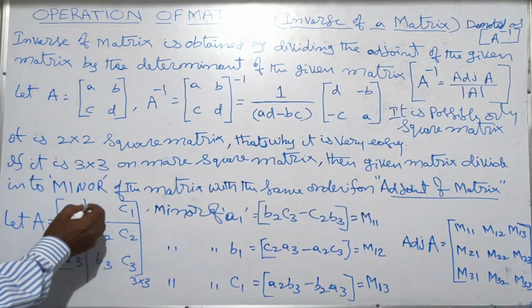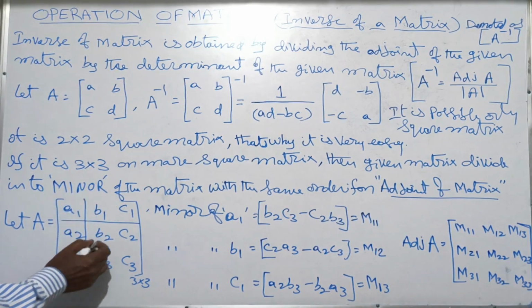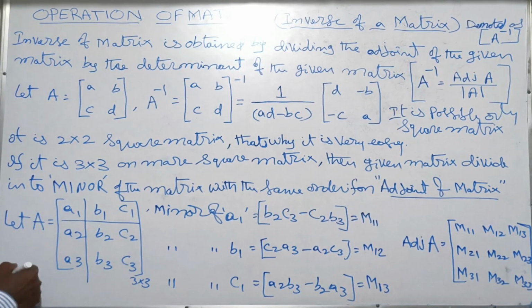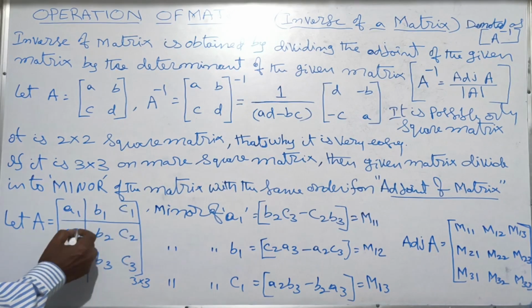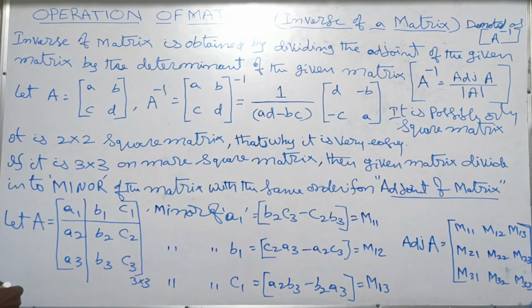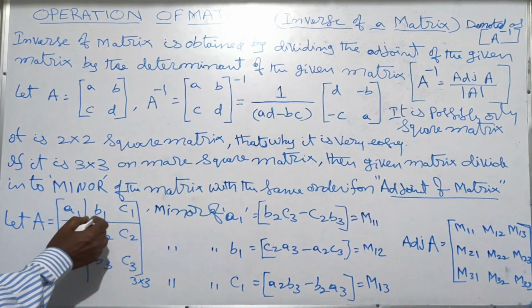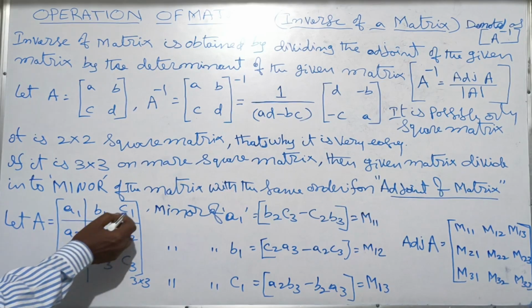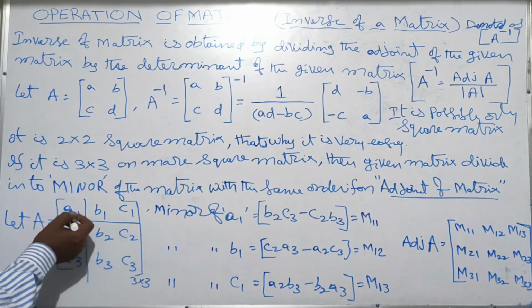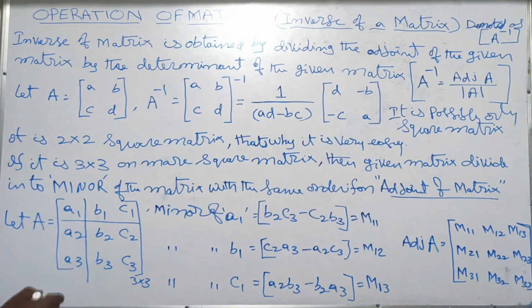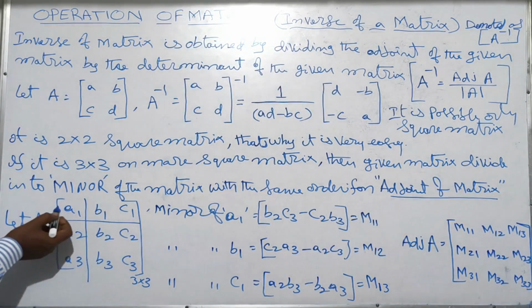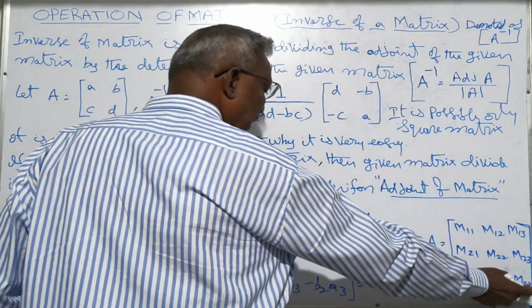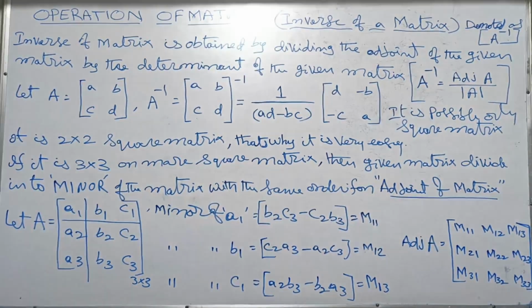Next, for B1, these both are the minor of the matrix. For C1, these both are the minor of the matrix. Similarly, for A2, B1 C1, B3 C3. B2, A1 A3, C1 C3. C2, A1 B1, A3 B3. These minors of the matrix of third order become the third order adjoint matrix.